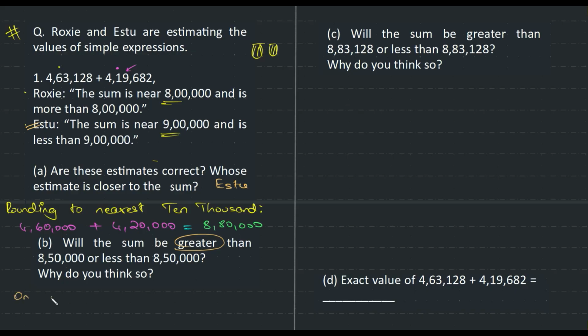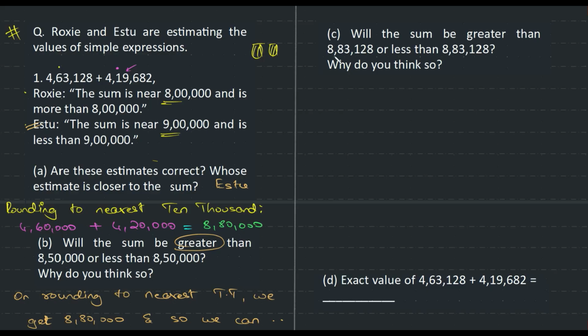On approximating or rounding off, same language, guys. Let's stick to this actually. Rounding to nearest 10,000, we get 8,80,000. And so we can tell that the sum is greater than so on and so forth. Okay, yes, that's your answer over there.